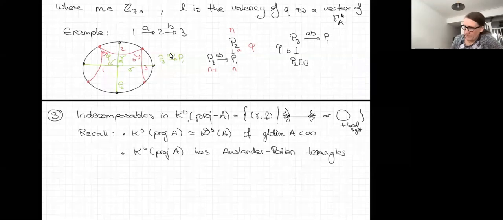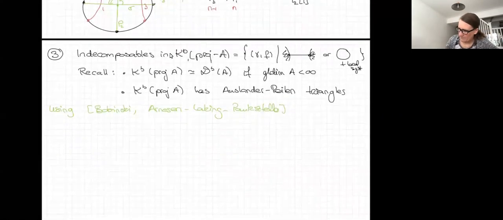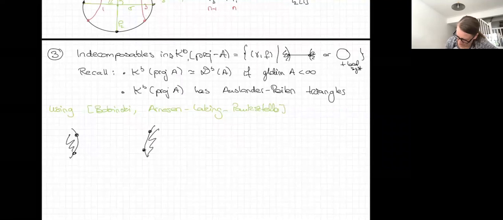Okay, so now we can see the Auslander-Reiten translate and also the Auslander-Reiten triangles on the surface. How is that? Well, for that we use work by Bobinski, Arneson, Laking, and Puxtello. Okay, and that gives us the following, namely, now of course we have to only consider curves between boundary components.